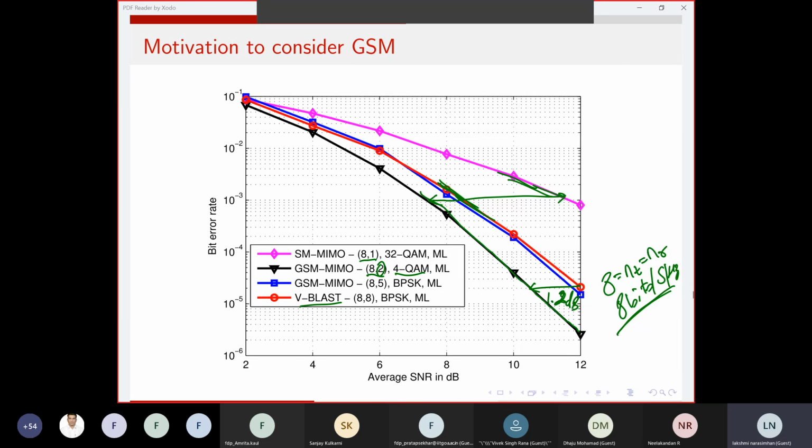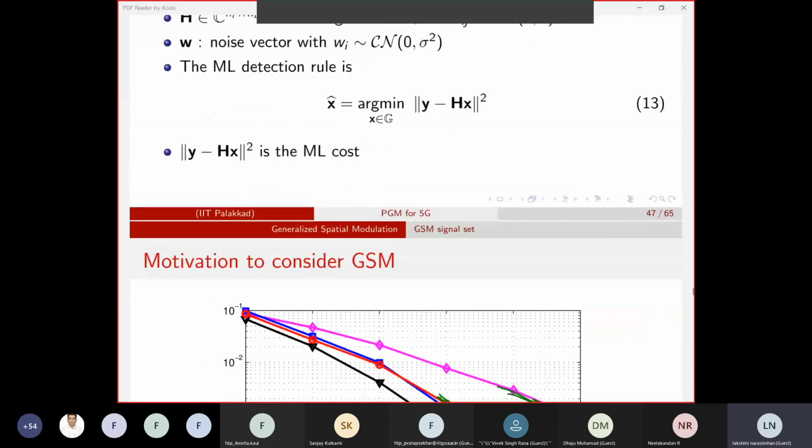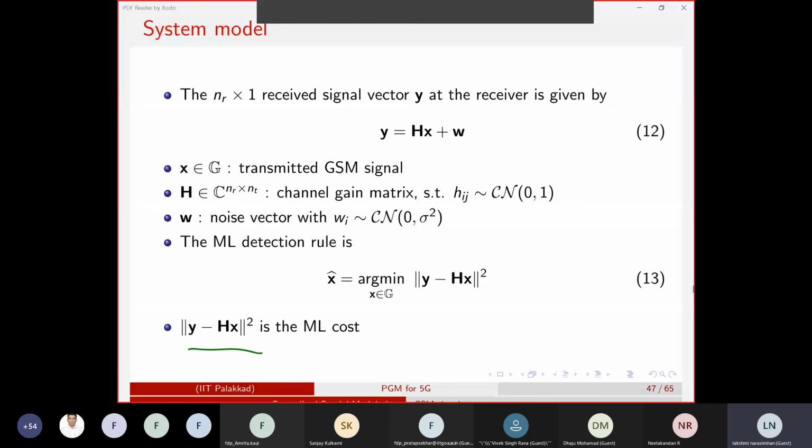And also more importantly, I require 4 times lesser antennas. That is a 75% reduction in the hardware complexity. So with 75% reduced hardware, and hence the hardware cost is also reduced 75%, my performance is also better by 1.2 dB. So this is the most interesting aspect of GSM. Hardware cost is lesser, performance is better, and you get the same spectral efficiency. The data rate is not affected. Okay, so GSM is a really good scheme, but the problem is, how do we decode GSM?